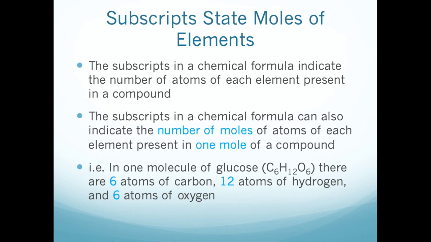of glucose, which is a covalent molecule, we have 6 carbon atoms, 12 hydrogen atoms, and 6 oxygen atoms. That's why the formula is C6H12O6. But we can scale that up. If we have 1 mole of glucose, we have 6 moles of carbon, 12 moles of hydrogen, 6 moles of oxygen. You see? Now, remember how earlier I said you don't have to necessarily deal with whole numbers of moles.